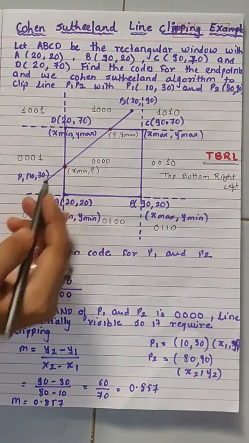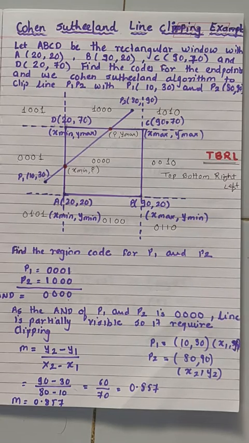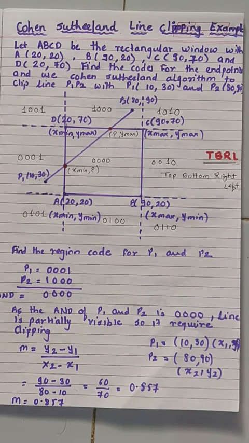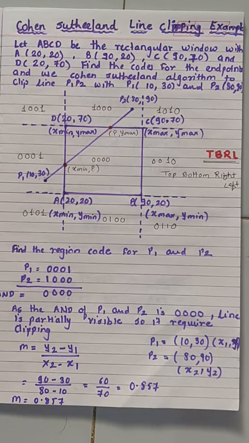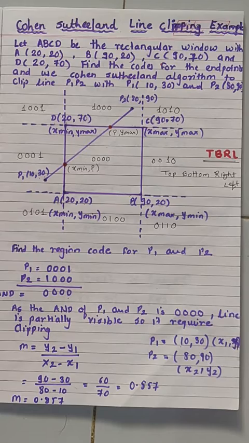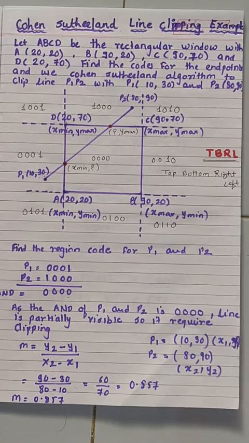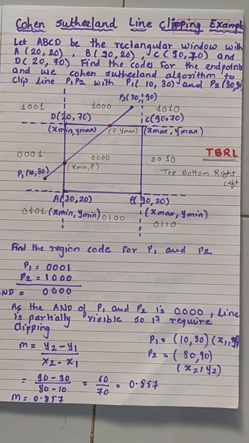If we observe this specific line, both the points lie outside of the window. In that case, the Cohen-Sutherland line clipping algorithm takes a decision: if both the endpoints of the line lie outside of the window, then the line will be either completely invisible or partially visible. To check whether it is invisible or partially visible, we have to find out the region codes of the respective endpoints of the line.